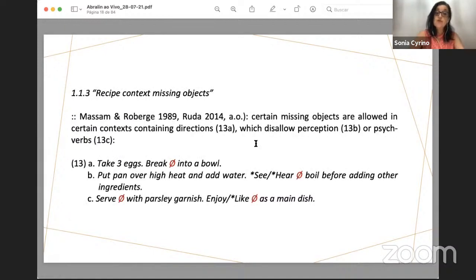Now there's also what has been called recently context missing objects. Masson and Roberge in 1989, Ruda 2014. They observe that certain missing objects are allowed in certain contexts containing directions. In this context, perception or psych verbs are not allowed. So in a recipe, for example, take three eggs, break into a bowl, you have a missing object and it is possible in English. So we have these examples in 13a, b, and c.